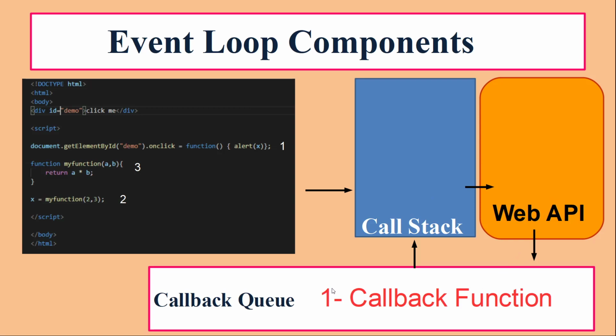Now what this callback queue does is it then checks to see if the call stack is empty. If the call stack is empty, it puts it into the call stack. And then it looks to see if it can execute. So it looks at the code. We know already what X is because we've already executed number 2.